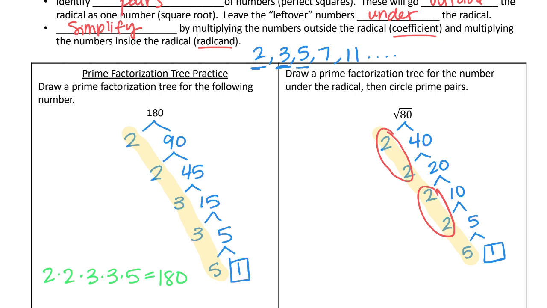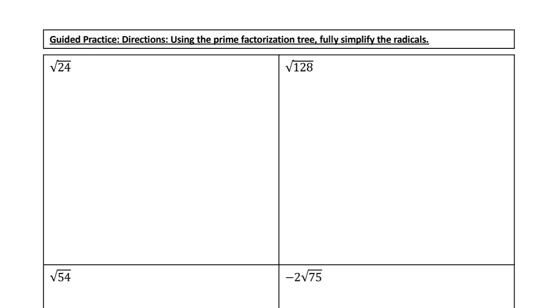So let's look at our next page. All right, so now we're actually going to fully simplify these expressions using our prime factorization tree. Okay, so our first problem here is the square root of 24. So again, we take that number underneath the square root, the radicand, and we're going to divide it by our first prime number. So I can make that list again here if you want to write it down. 2, 3, 5, 7, 11, dot, dot, dot.